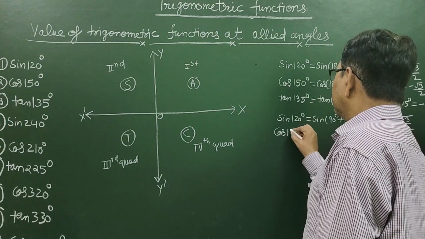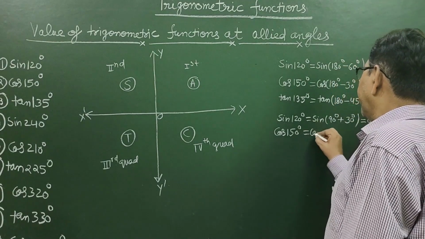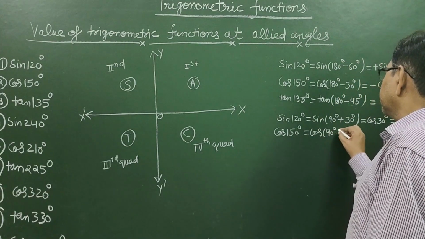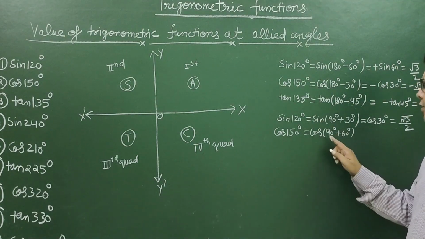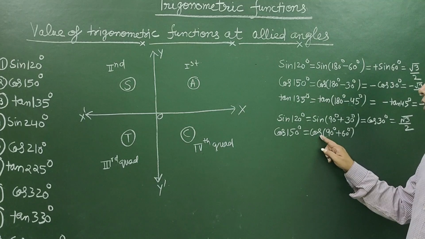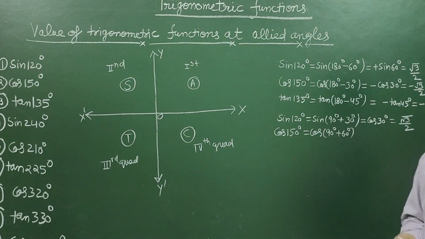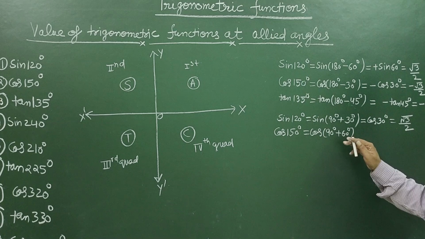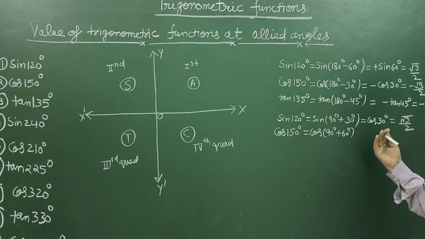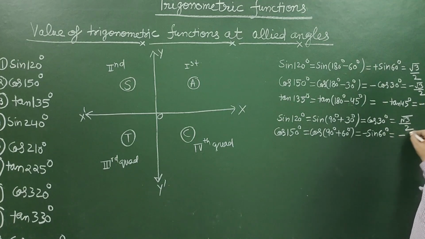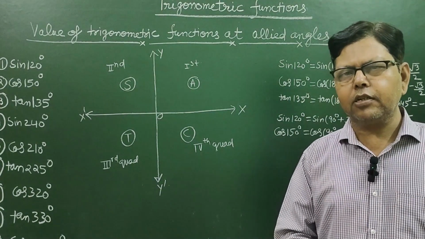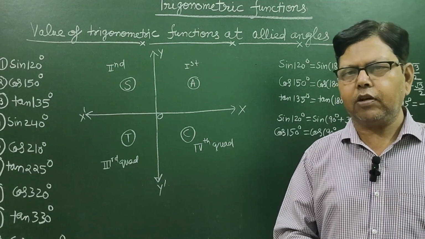Similarly, cos 150 degree is equal to cos of 90 degree plus 60 degree. And you know, in the second quadrant, the value of cos function is negative. And in case of 90 degree, cos changes to sine. So this is equal to minus sine 60 degree, which is equal to minus root 3 upon 2. So the same value you are getting ultimately. So this is up to you whether you use the 180 minus theta concept or the 90 degree plus theta concept.